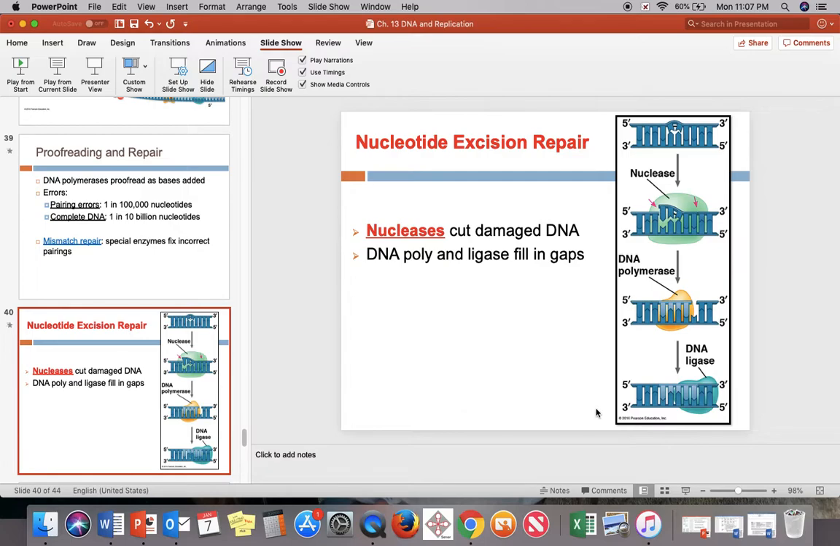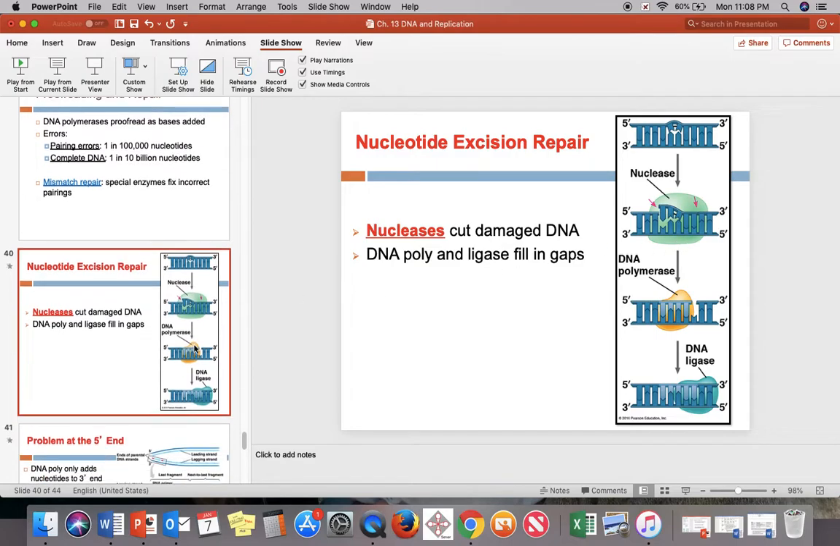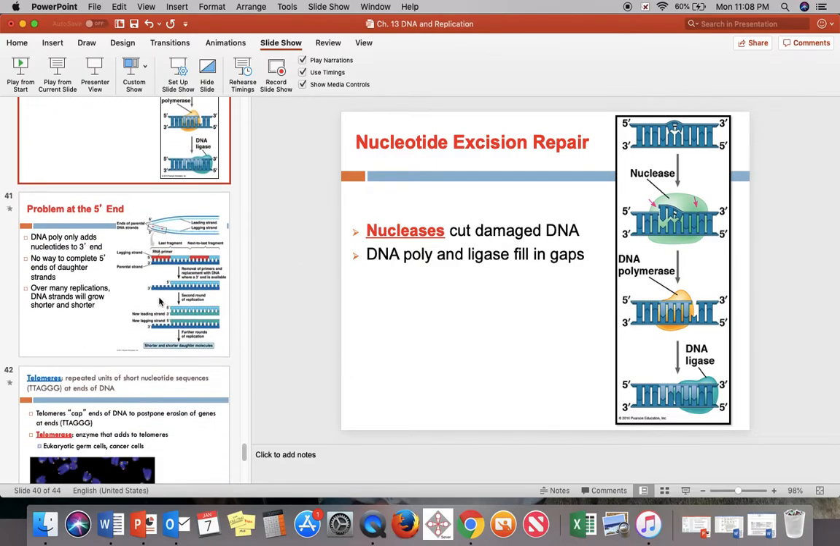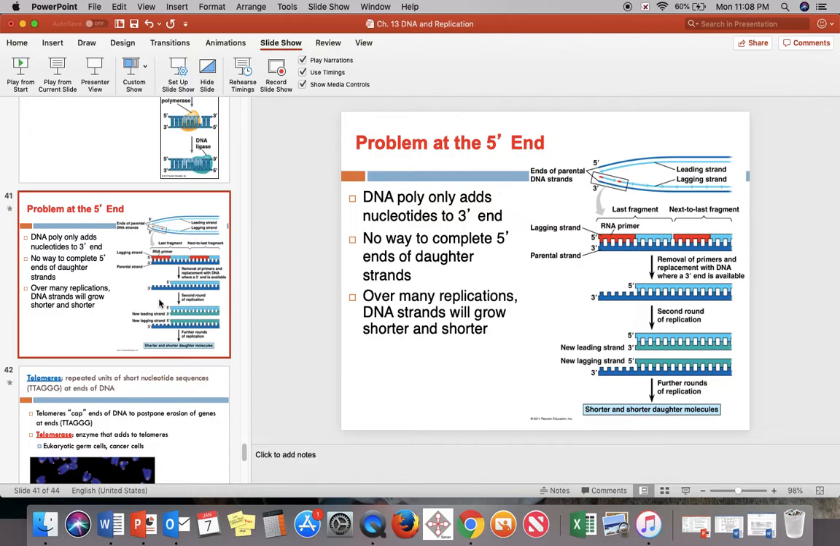So what happens is that this nuclease, this enzyme, is going to cut out any damaged DNA, and then DNA polymerase is going to fix that damaged DNA, pair it up with the correct bases, and then ligase is going to come in and do its linking job all over again. Okay? So that's kind of a backup to any problems that may arise.